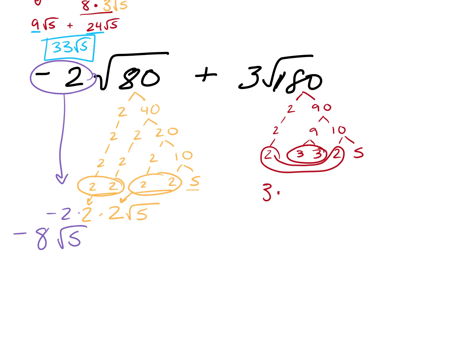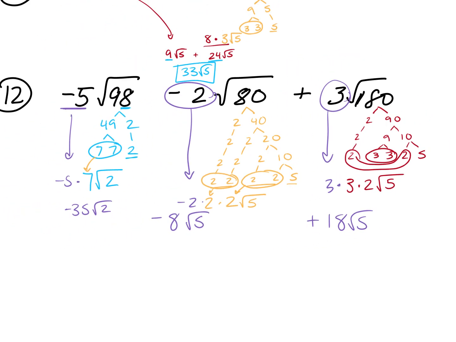The 3 and the 2. What stays on the inside? 5. And then we also had this 3 that we need to bring down and include on the outside. What is 3 times 3 times 2? 18. So here I have plus 18 square root 5.